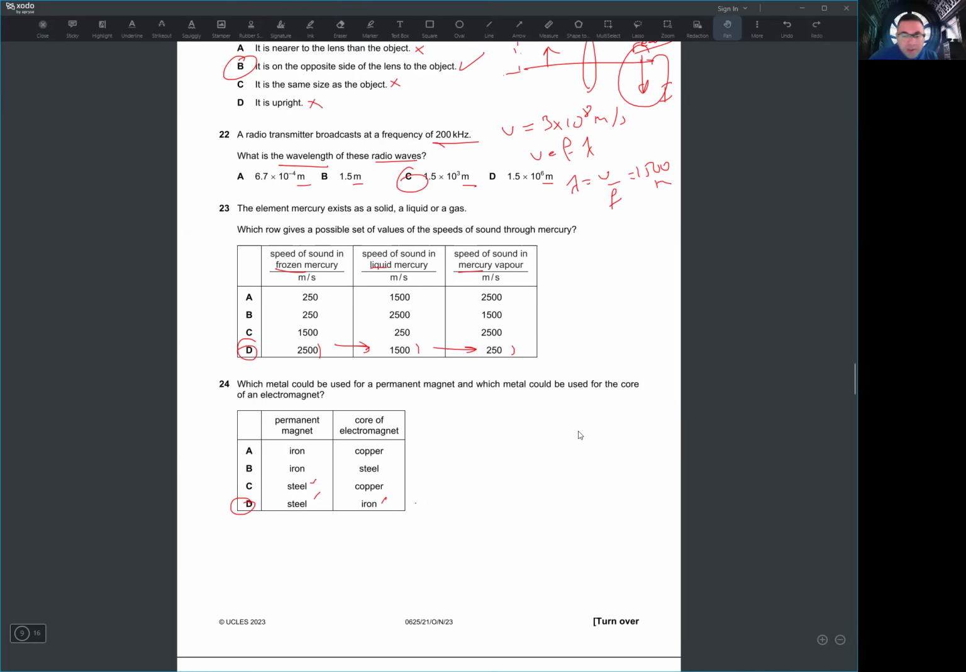Next one is simple. Which metal could be used for a permanent magnet and which metal could be used for the core of an electromagnet? So clearly we know that permanent magnet is steel. Electromagnet uses iron. So the answer is D.